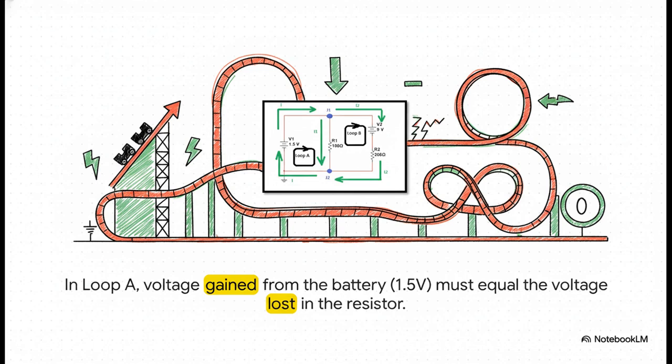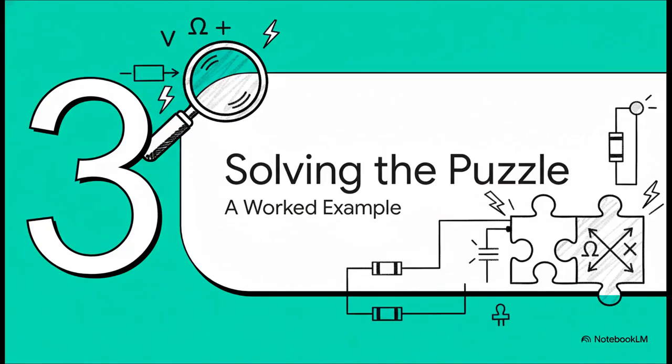That's the loop rule, in a nutshell. In any closed loop, all the voltage you gain from batteries is perfectly balanced by all the voltage you lose in the components. The net change is always, always zero. All right, so we've got our rules, we've got Ohm's law, we've got Kirchhoff's two laws.